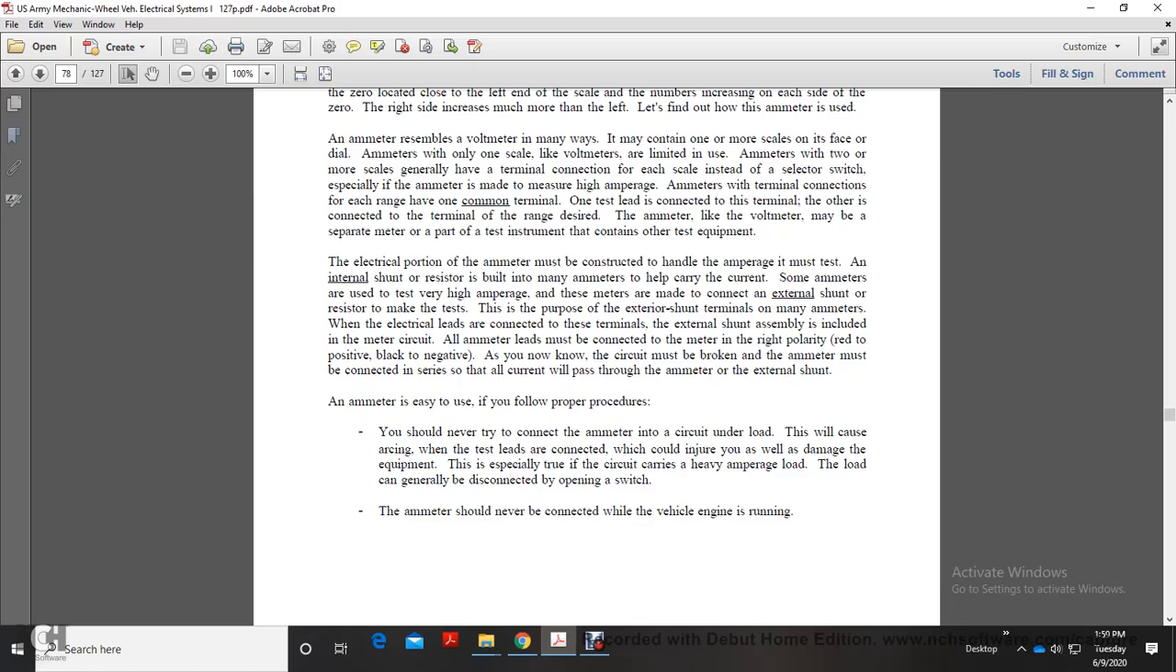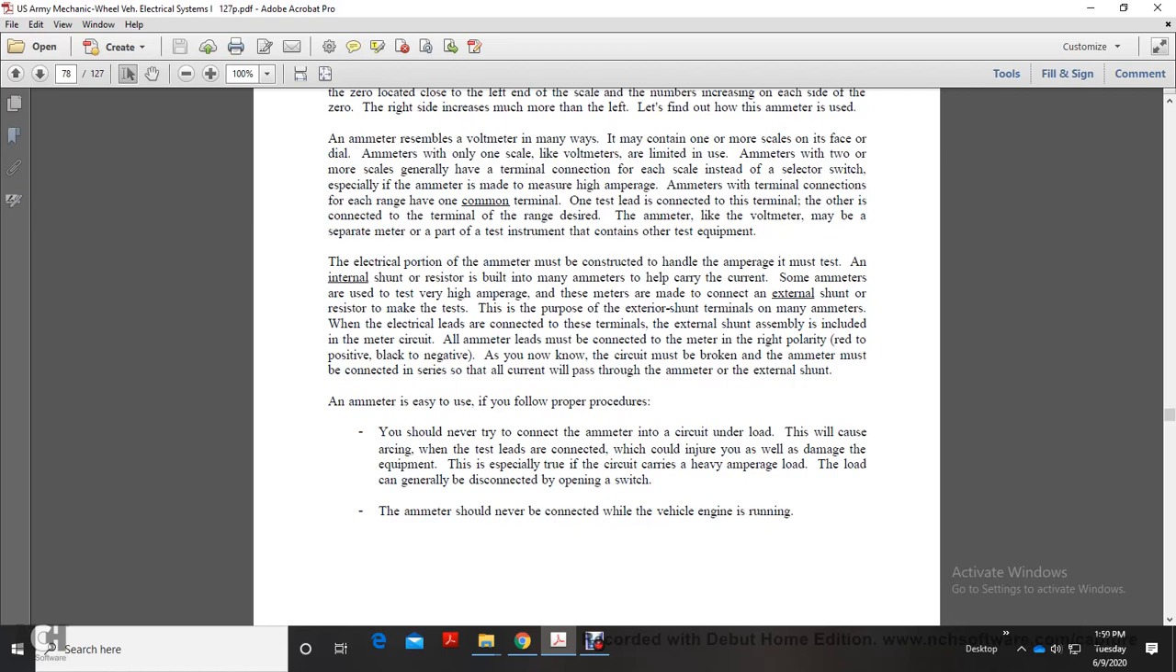An ammeter is easy to use if you follow the proper procedure. You should never connect the ammeter to a circuit under load. It will cause arcing of the test lead at the connection, which could injure you as well as damage the equipment. This is especially true with circuits that carry a heavy amperage load. The load can generally be disconnected by opening the switch.